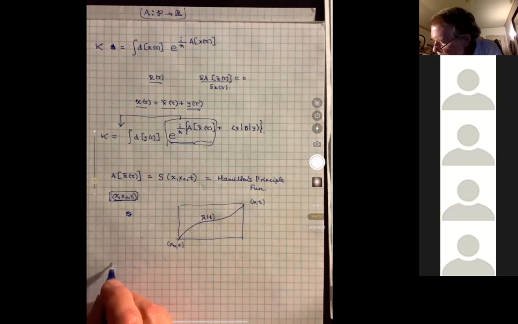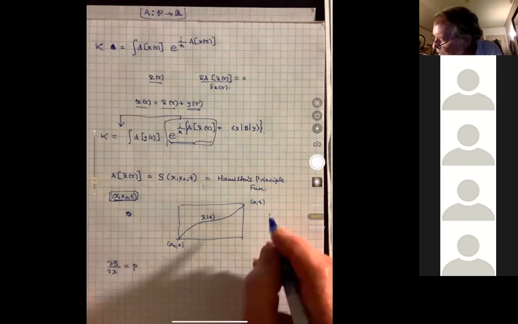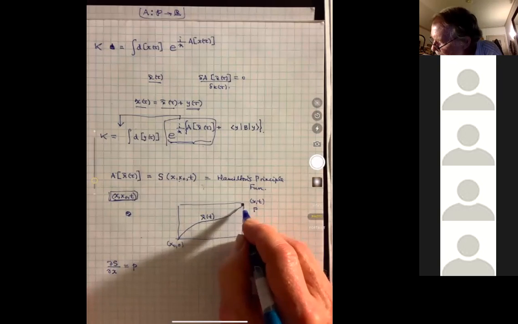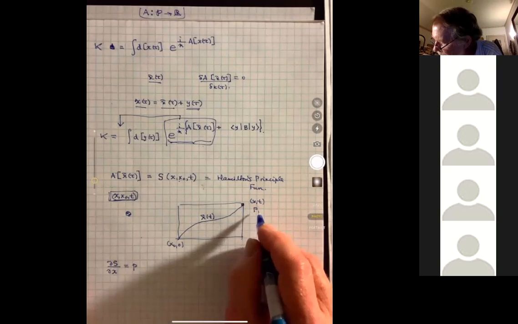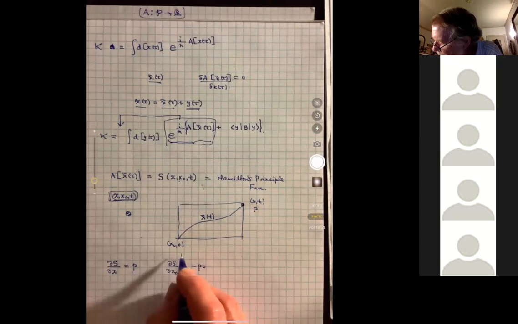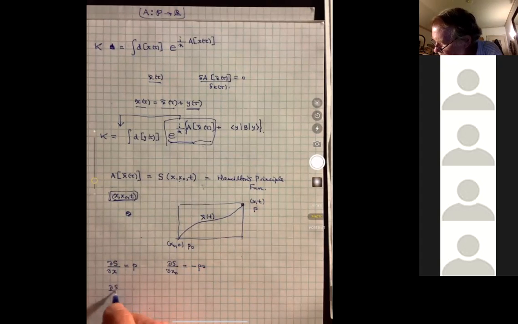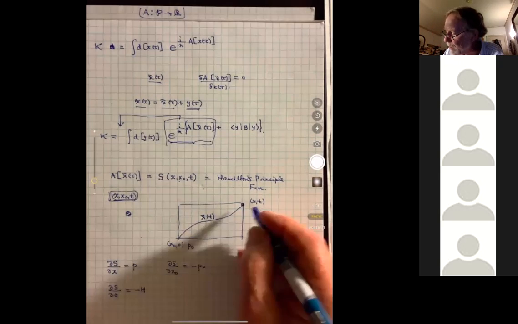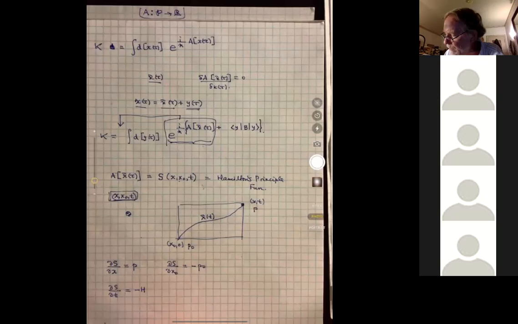What Hamilton discovered is that if you take the derivative of S with respect to x, the final x, you get the final momentum. That's to say, it gives you the momentum p of the path at the final time. If you take the derivative with respect to the initial x0, you get the negative of the initial momentum, the p0 down here at this point. And if you take S with respect to the time t, you get minus the Hamiltonian, that's to say minus the energy at either time, because we're using a time-independent problem here.